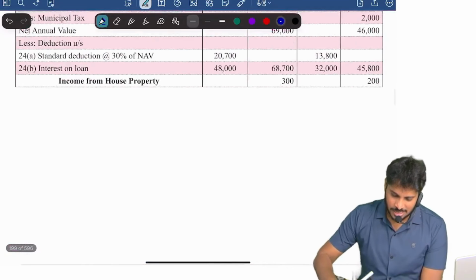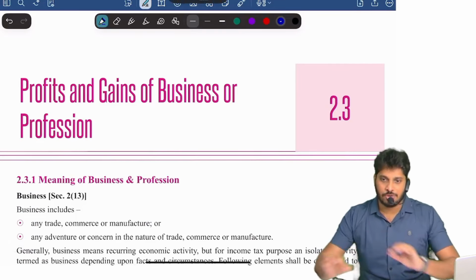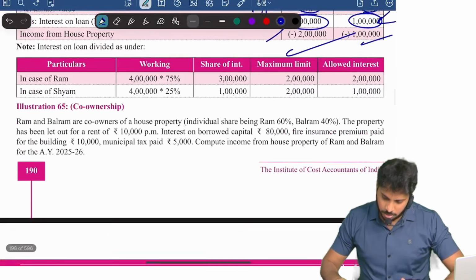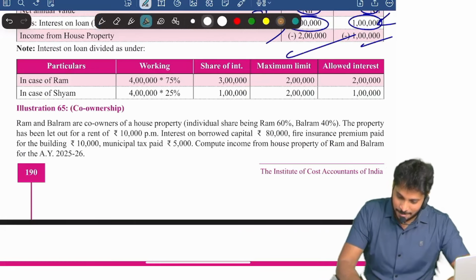With this, entire house property discussion is over. Very good. No problems in house property. Huh? 65 is there? One more. Oh, one more question is there? Okay, fine. We'll solve it. Oh, I thought I missed it.